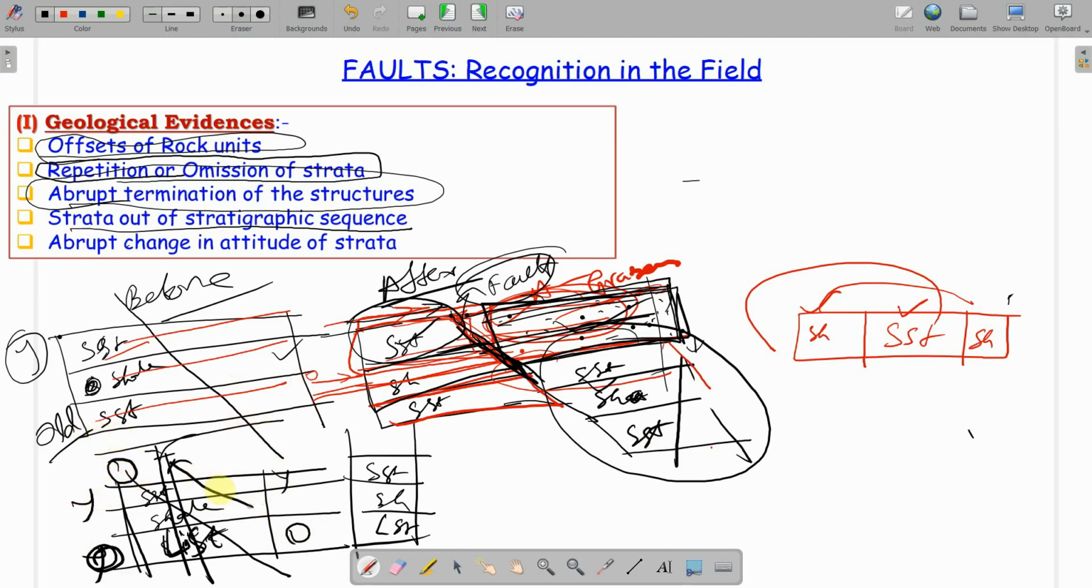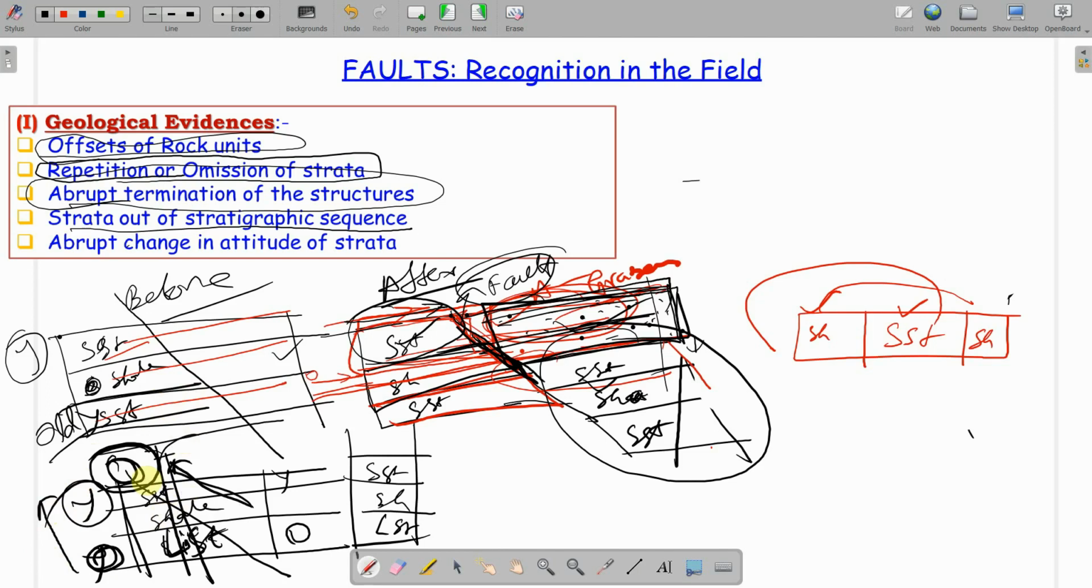If this goes up after faulting, as I'm drawing, you will have the older rock, then you will have the younger rock. So if above the younger rock you are encountering the older rock, you can say this is not the actual stratigraphic sequence. The stratigraphic sequence tells you that the bottom one will be the older and the top one will be the younger, but that is not happening here.